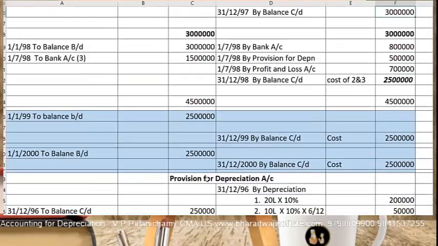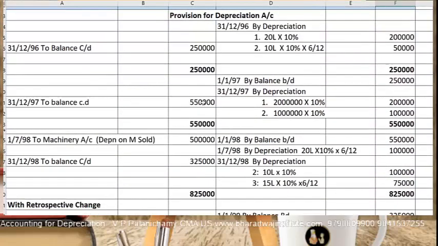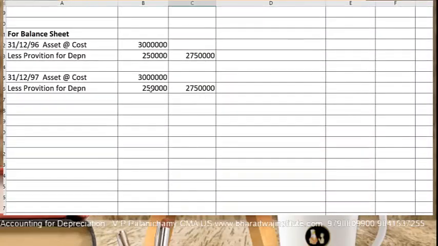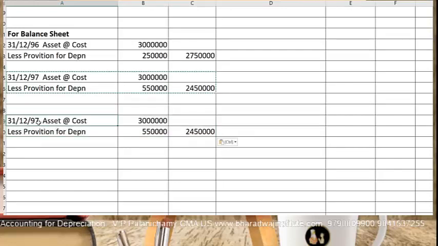What is the provision for depreciation for the second year? 5,50,000. It will be 5,50,000. So it will become 24,50,000. You can check also 31,12,97. Next year 31,12,98. Cost of the asset.